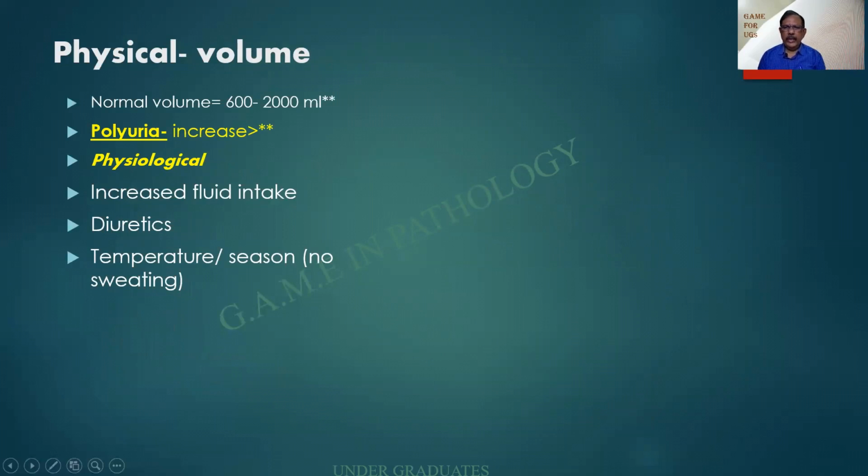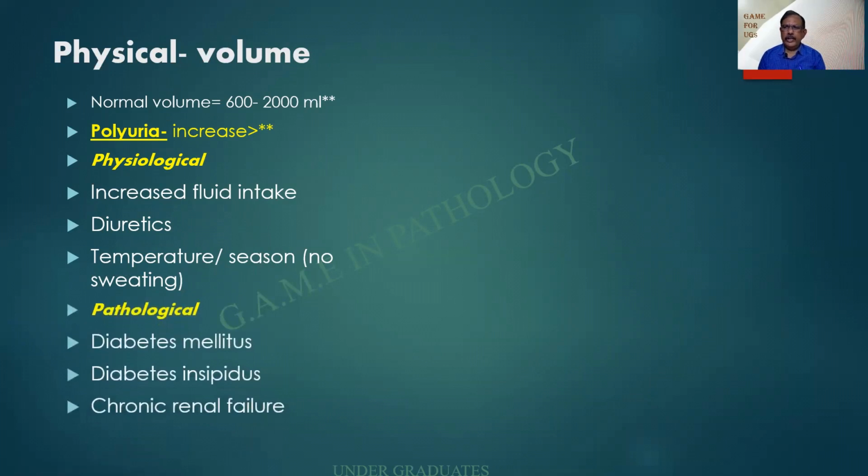Physically, volume is one important characteristic. The normal volume of urine is about 600 to 2000 ml. It varies, and the average can be 1000 to 1200 ml per day. Polyuria is a marked increase, persisting at 2000 or above. It can be physiological, such as in a case of increased fluid intake, obviously. Temperature also matters. In cold weather, you find that there can be a frequency of urination because there is no sweating. Also when the patient is on diuretics. So all these will be causing a physiological polyuria.